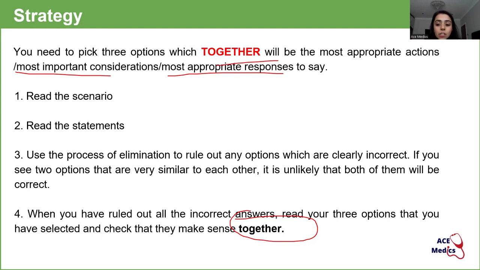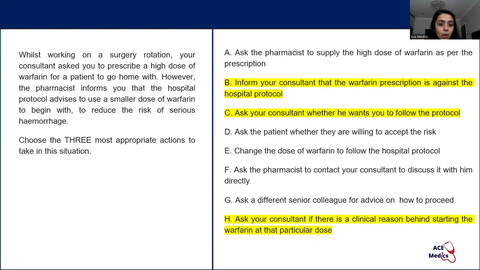So as I explained, you need to make sure that each option that you are picking is addressing a different aspect of the scenario, and it is almost solving a different part of that problem. Okay, so let me just go back to our question now over here. So in this question, we'll just go through this now, and I've highlighted the correct options.